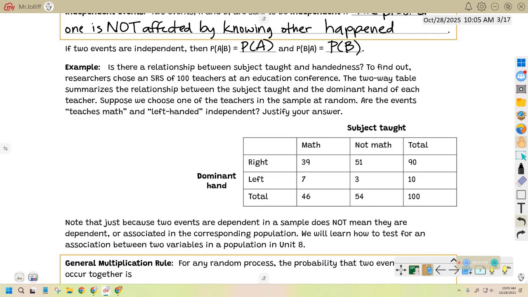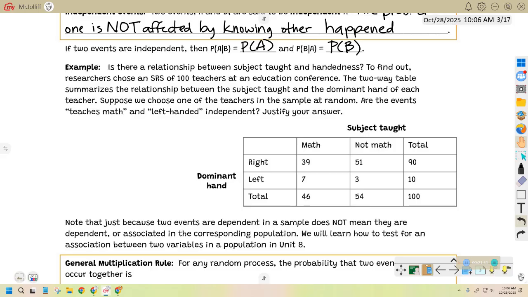Thank you, Halo. Is there a relationship between subject taught and handedness? To find out, researchers chose an SRS of 100 teachers at an education conference. The two-way table summarizes the relationship between the subject taught and the dominant hand of each teacher. Suppose we choose one of the teachers in the sample at random. Are the events teaches math and left-handed independent? Justify your answer. Very good. Thank you, Halo.